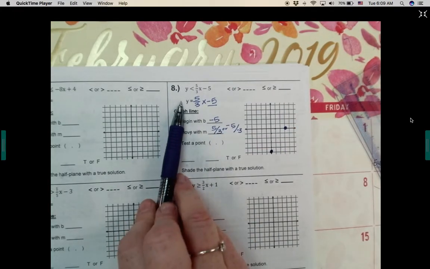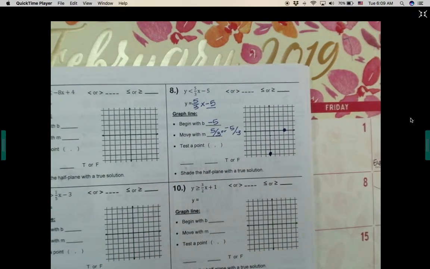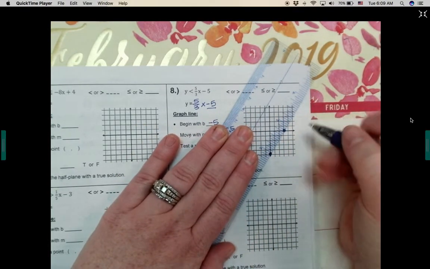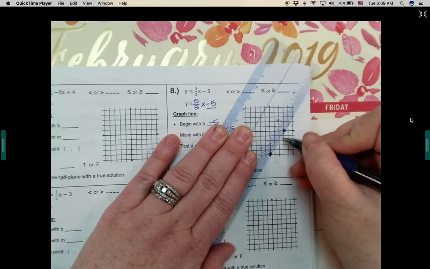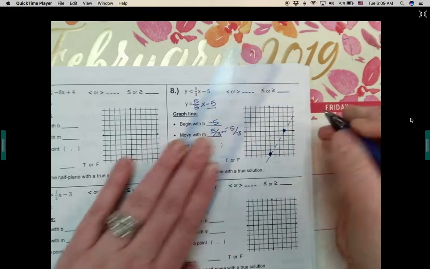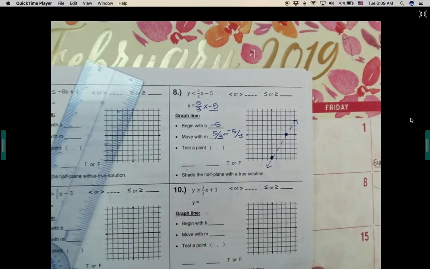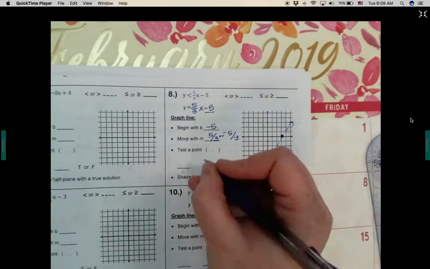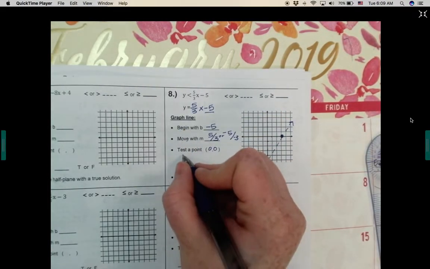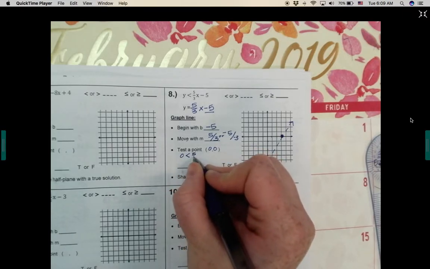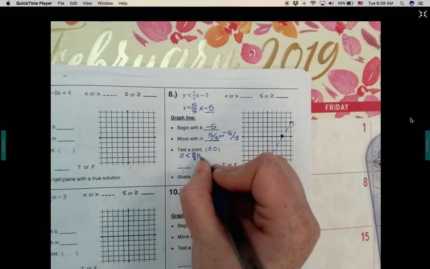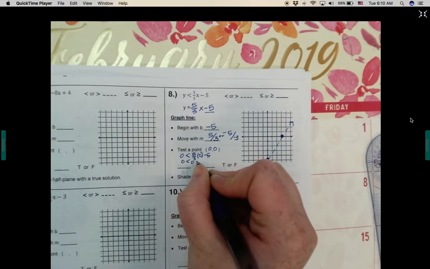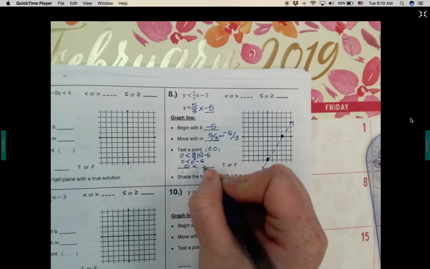I look at my inequality sign and it's less than. So dashed line or dotted line or not a solid line. Line means it goes on forever, so don't forget those arrows. I'm still going to test with 0, 0 because it's not on my line. So 0 is less than 5/3 times 0 minus 5. So 0 is less than 0 minus 5. 0 is less than negative 5.